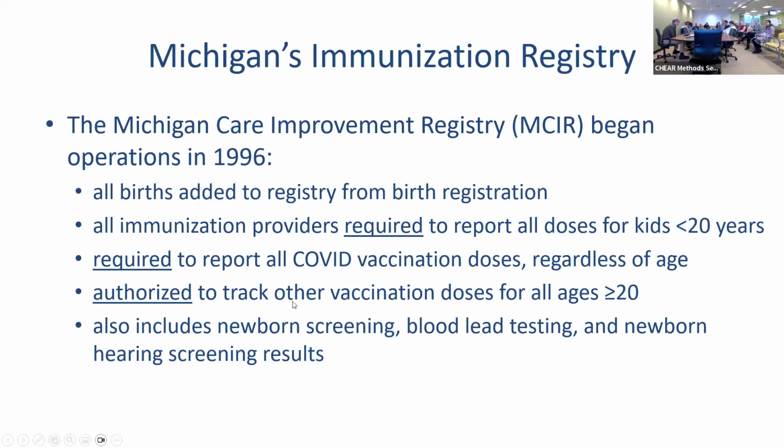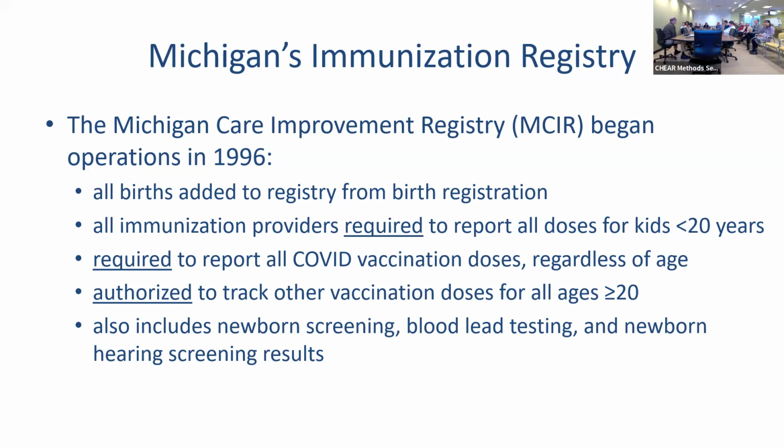So that brings us to one of my favorite topics, the Michigan Care Improvement Registry, the MICR as we call it, which was born way, way back in 1996. And as with many registries in the United States, all births in the state of Michigan are added to the registry directly from the birth registration process. So the state registrar certifies, and those go directly in the registry. Each and every morning, about 300 births go into MICR.